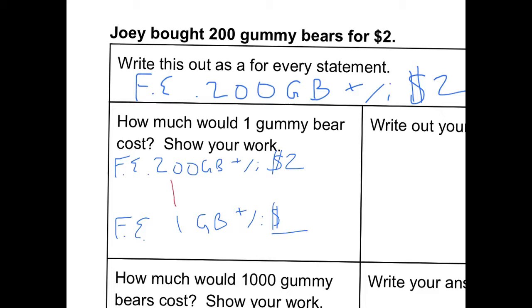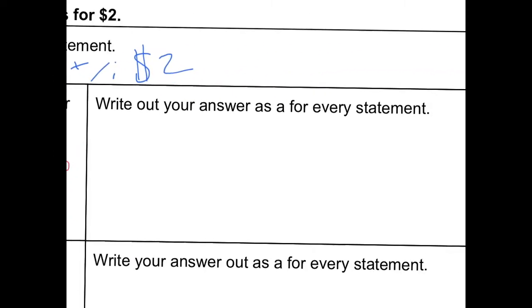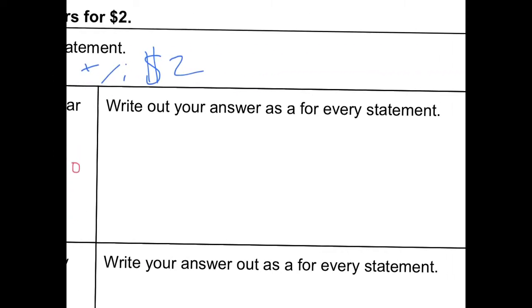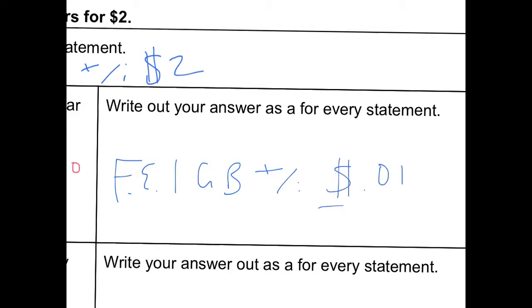I'm going to figure out, well, to go from 200 to 1, I'd have to divide by 200. So 2 divided by 200 is going to be 0.01. So it's 1 cent for every gummy bear. Pretty good deal. So we can write out that for our answer as a for every statement. So we're going to say for every 1 gummy bear, there is $0.01.